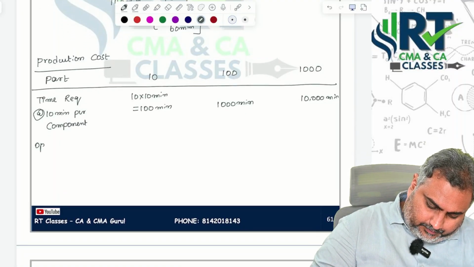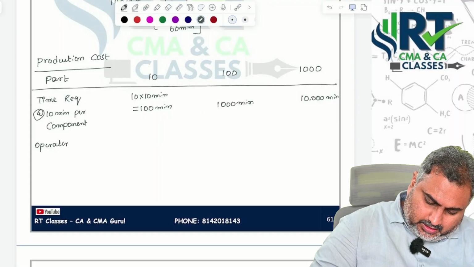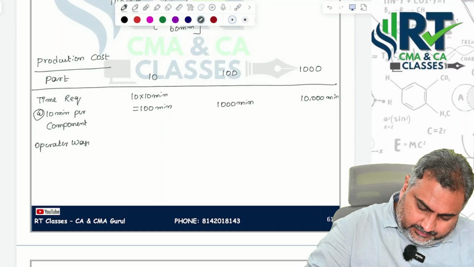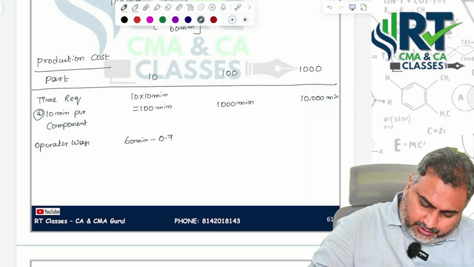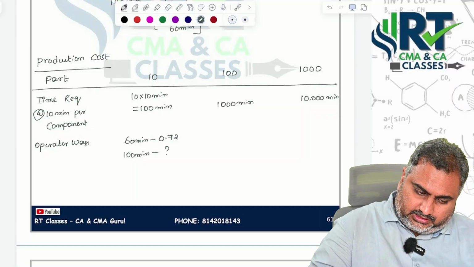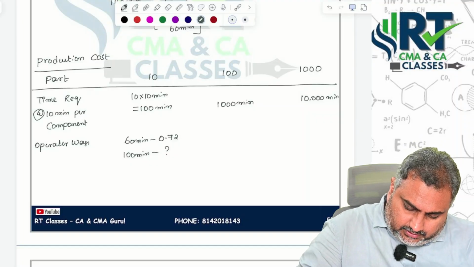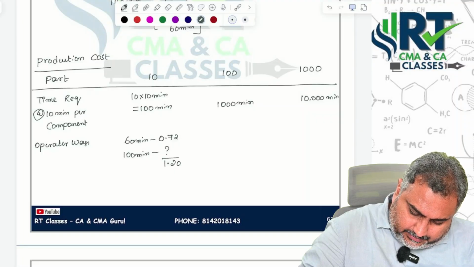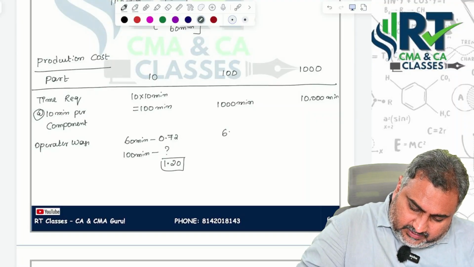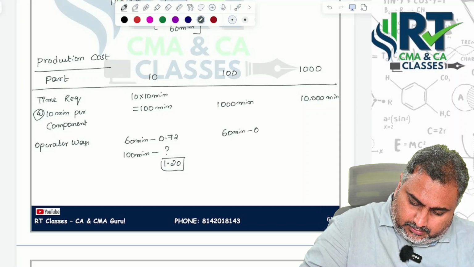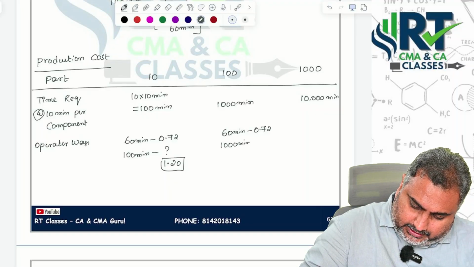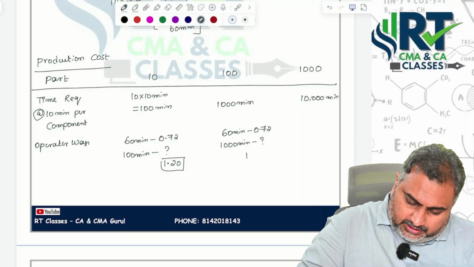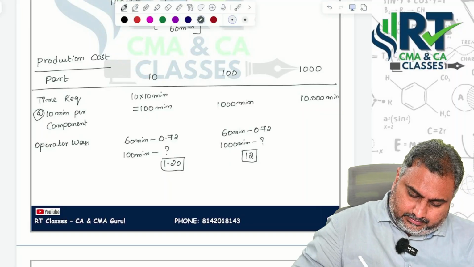Then operator wages. 60 minutes, 72 paisa. 100 minutes, how much? That is equal to 1 rupee 20 paisa. Same way, 60 minutes, 0.72; 1000 minutes, how much? That is equal to 12 rupees.